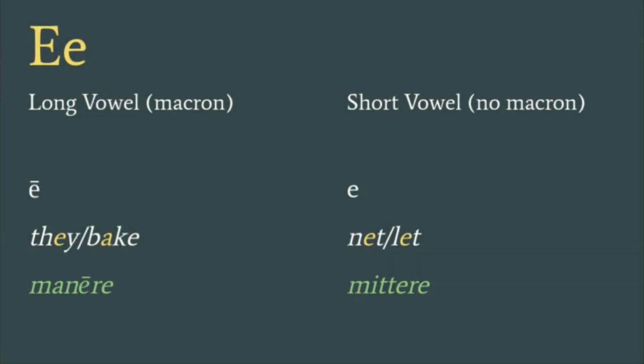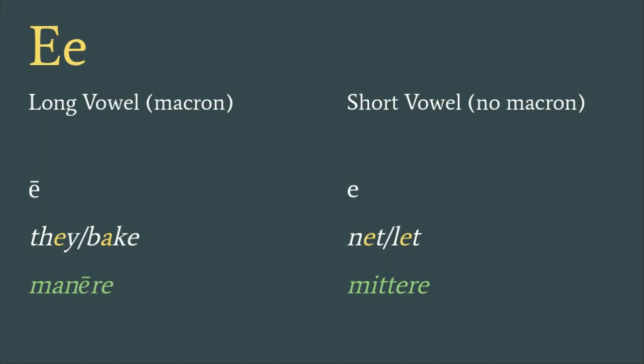Next, we want to look at the vowel E. So again, with vowels, we have long and short sounds. On the left, you have the long E. That makes the sound of the E in they and bake. It's an A sound, right? So in Latin, we'd say manere, right? That green word below, it's an A sound.